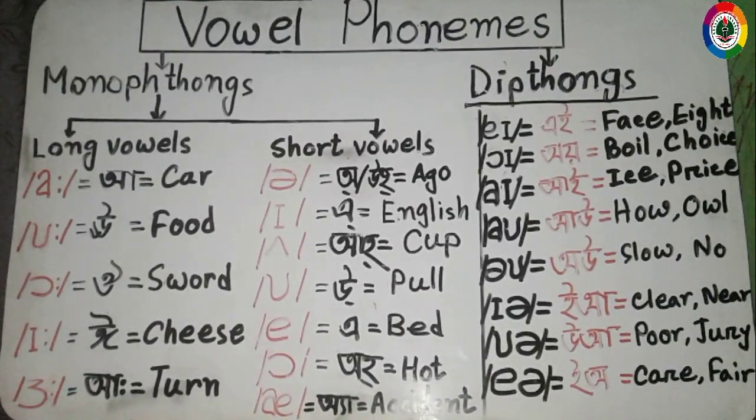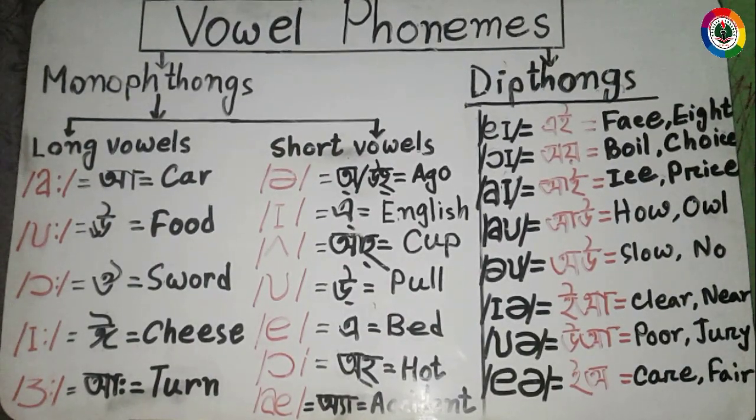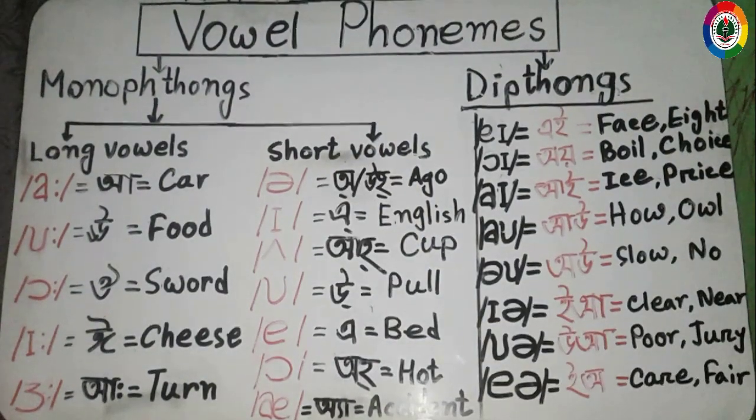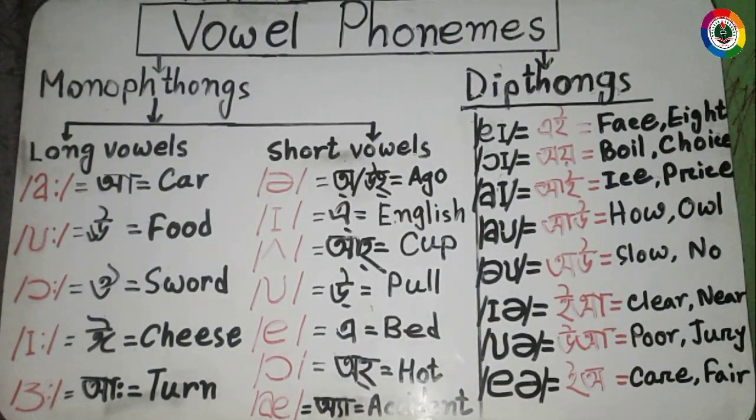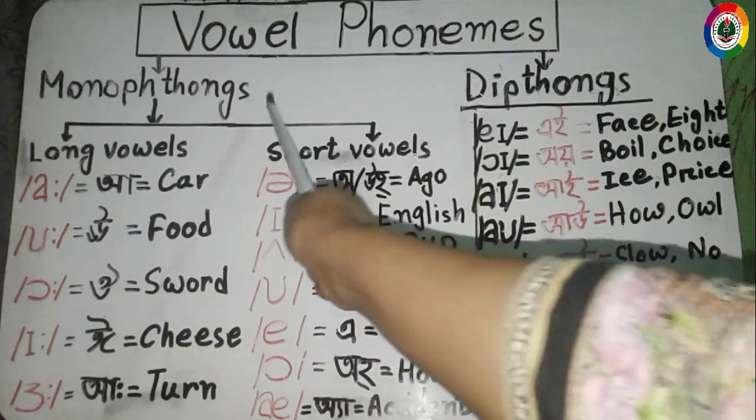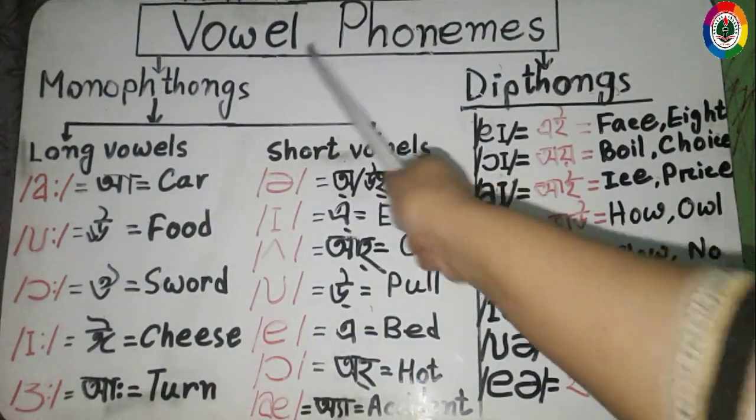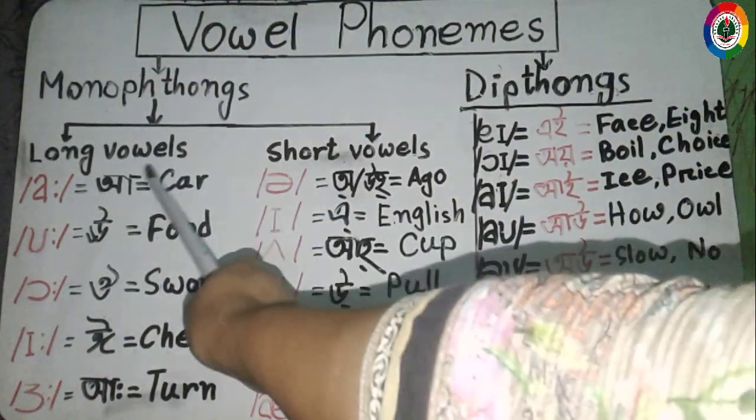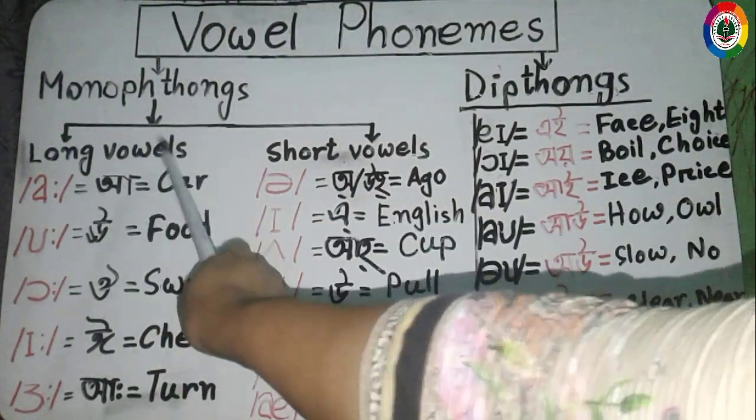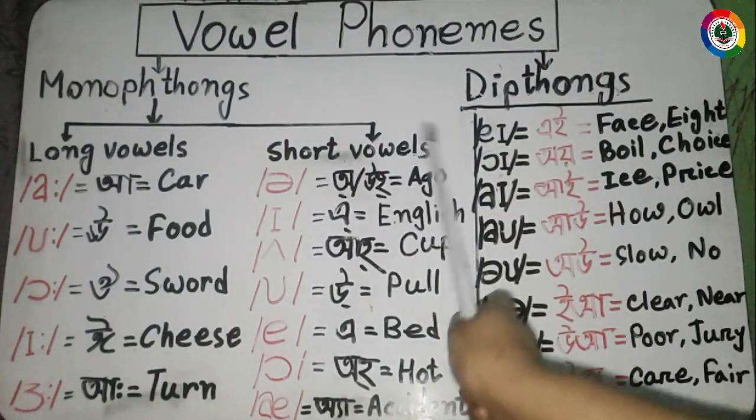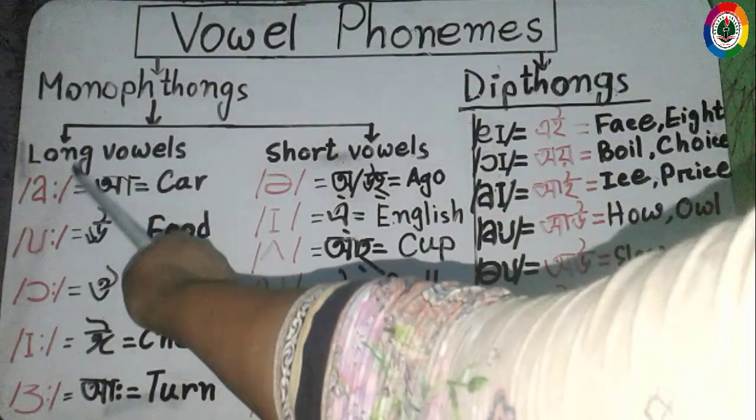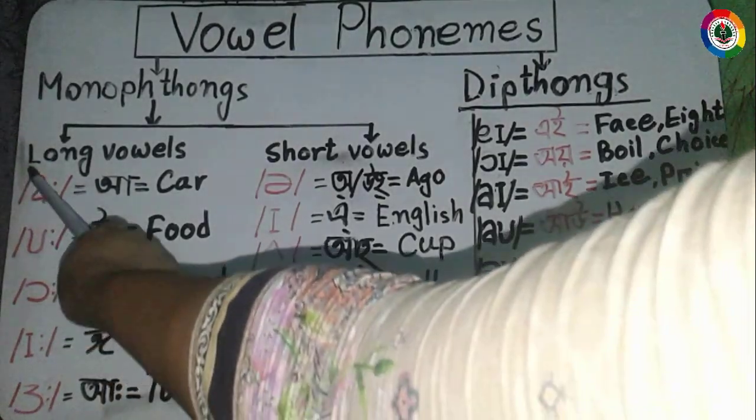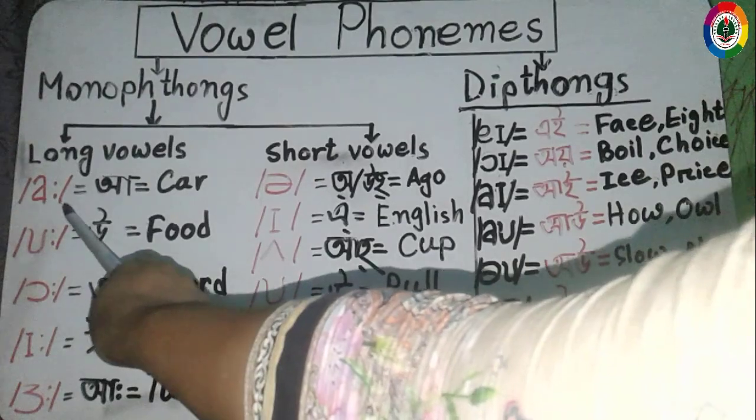Okay viewers, let's move towards our main discussion for today, that is vowel phonemes and how they're pronounced in the British language. I've already told you that there are 12 monophthongs and 8 diphthongs under 20 vowel phonemes. And these monophthongs are again divided into two groups: 5 long vowels and 7 short vowels. When I use these slashes beside any sign, it will denote a phoneme. These slashes always denote a phoneme.